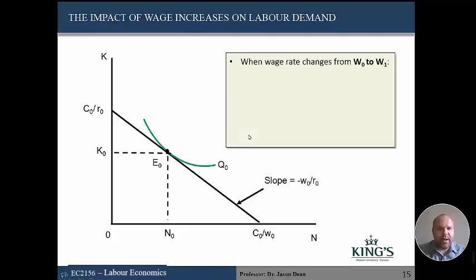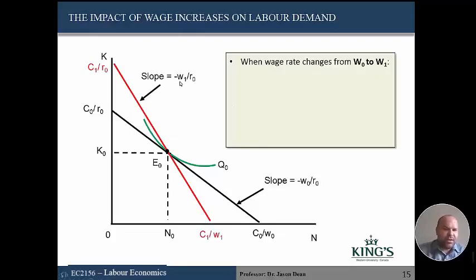Now suppose the wage changes from W0, which is what it is here. So the slope of this line is W0 divided by R0. So we're saying it increases. And so the relative cost of wages to capital is increased. So we have now a new isocost line.